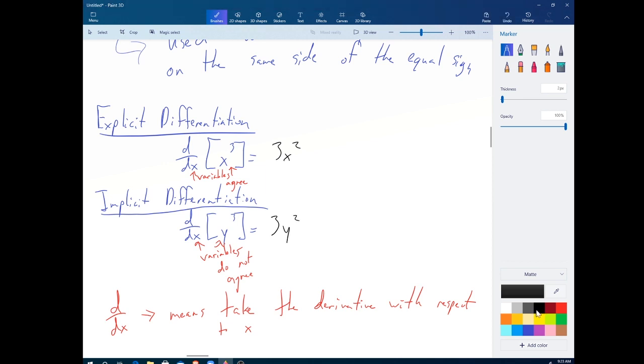Y squared, and the only difference is then we tack on another term. And that term is, we explain that we're going to take the derivative of that y variable with respect to x.